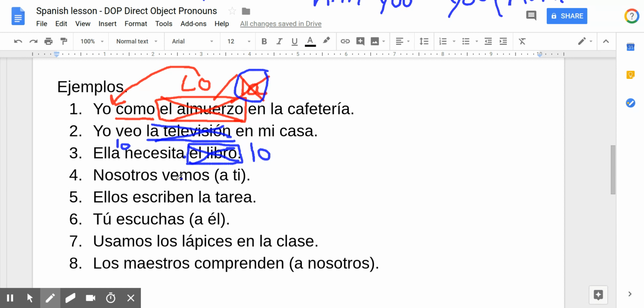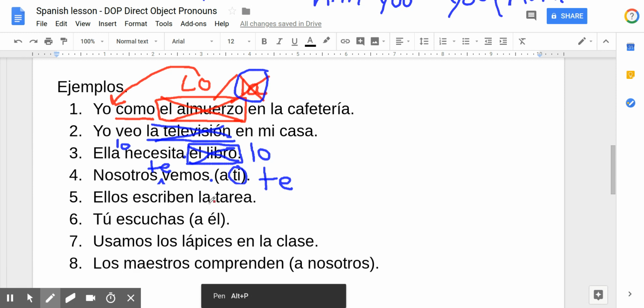Number 4 says, nosotros vemos, so we see, and I put in parentheses here, a ti, so I can help you figure out that I want you to say, we see you. So you can notice that a ti looks a lot like the you that I want you to use, which is te. So we see you is just going to be nosotros te vemos, period, right there.